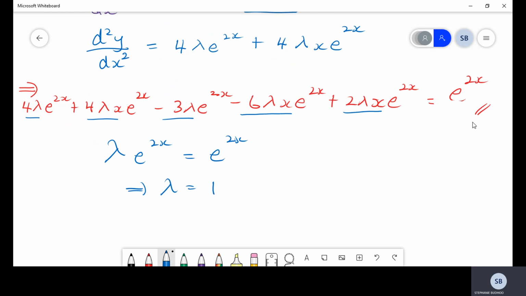So take note that e to the x did not contain any values of x in front. So if you're equating coefficients, the ones that you can equate to this would only be that 4 lambda minus 3 lambda, which gives us lambda. This as well is in terms of x.